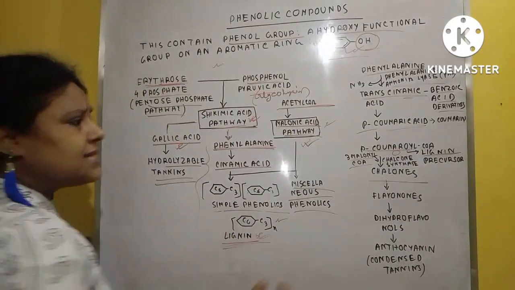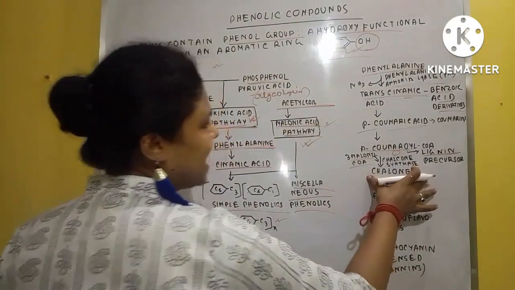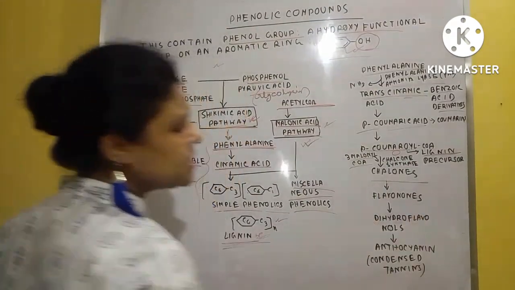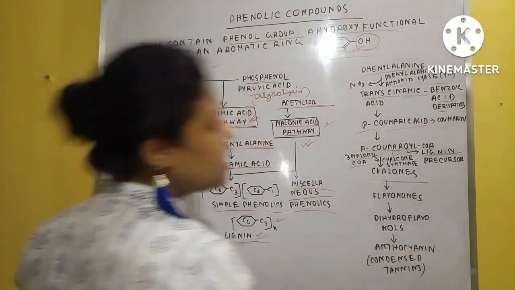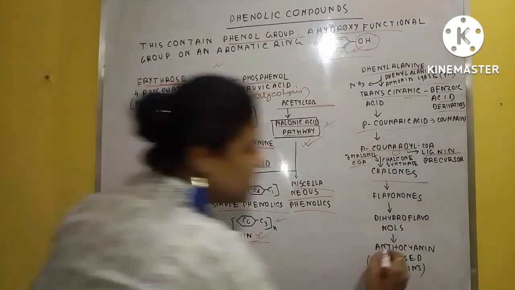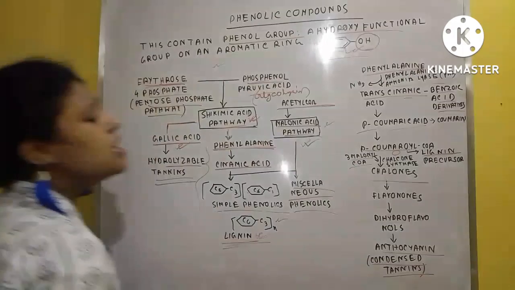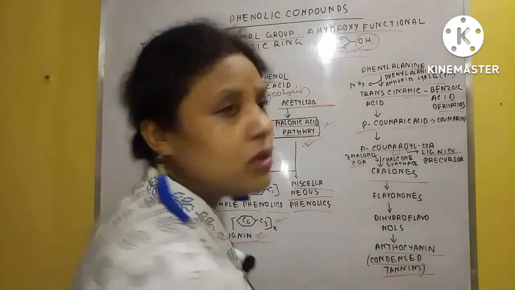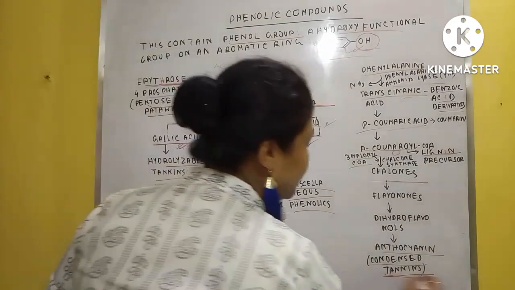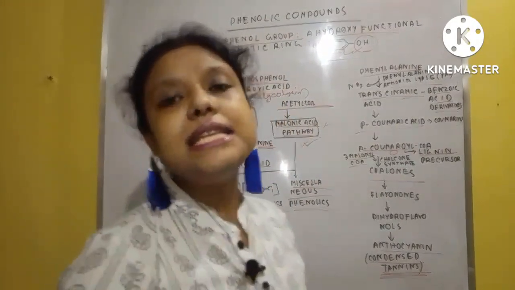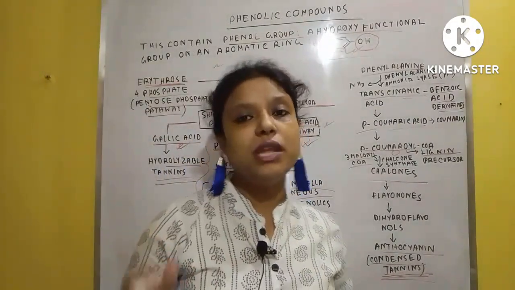Okay, in the next step, from these chalcones, flavonoids, dihydroflavonoids, and anthocyanin are formed, and anthocyanin is nothing but the condensed tannins. Okay, so we learned here that tannin is nothing but a phenolic compound.